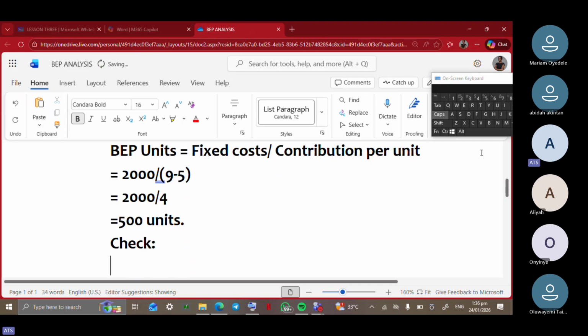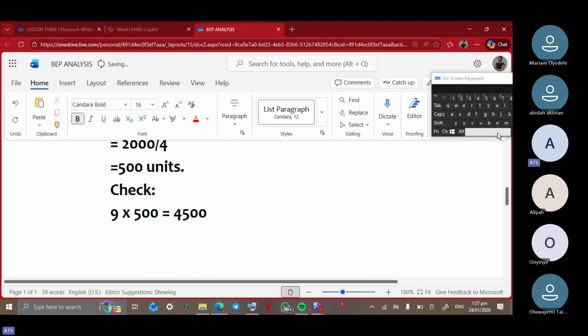If you say you should check, 9 times 500 for 5, right? Then what is your variable cost? Your variable cost is 5 times 500. I'll give you 2,500. So when you deduct this, you get what? Contribution now will be what? 2,000.